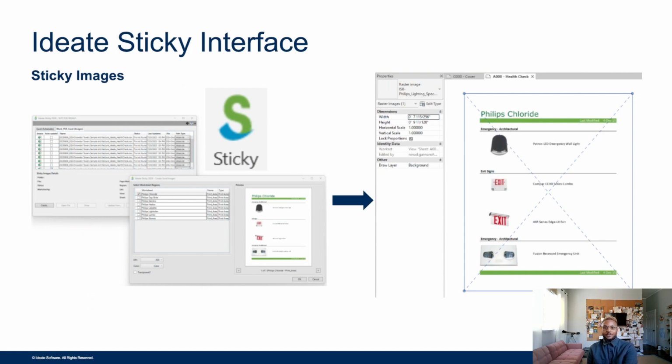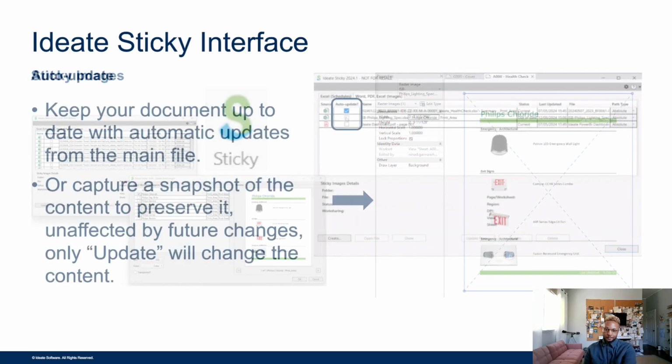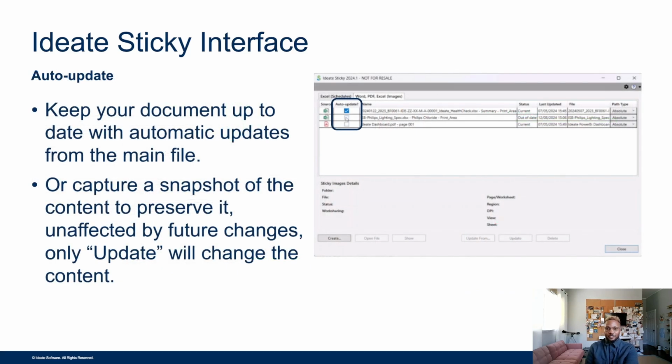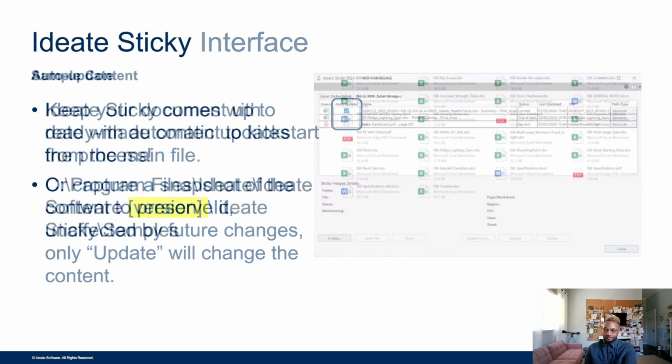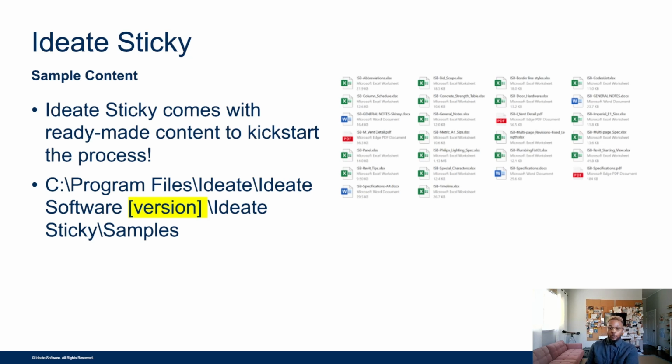Diving into the interface, it's pretty simple. You can launch Sticky from the Revit toolbar, where you can see the ability to add or review imported Excel documents as Revit schedules, for example, or as images alongside any Word or PDF docs you would want to add. Then you're able to position the import within a view. As previously mentioned, you are able to automatically keep your data up to date within Revit. Any changes made within the document can be instantly reflected within Revit, or you can capture a previous version of the document without the update. The sample content for Sticky, including the examples we'll walk through today, comes automatically with your Ideate download at the file path noted here.